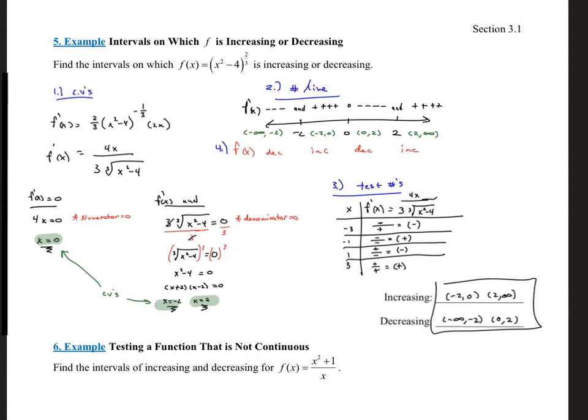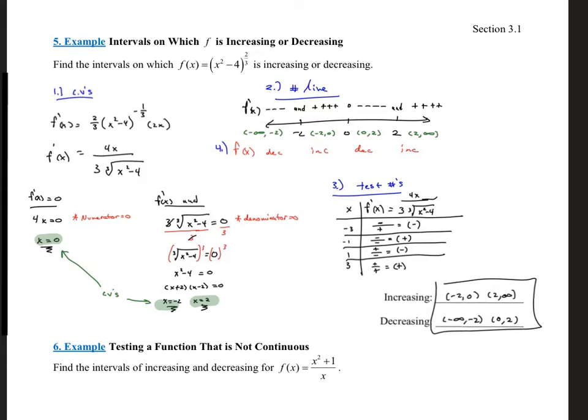Remember, for critical values, we have two questions. When is it equal to 0? And when is it undefined? So, when a fraction is equal to 0 is when the numerator is equal to 0. 4x equal to 0 gives us x equals 0. Notice, if I plug 0 into the original function, the function is defined, so that is an actual critical value.